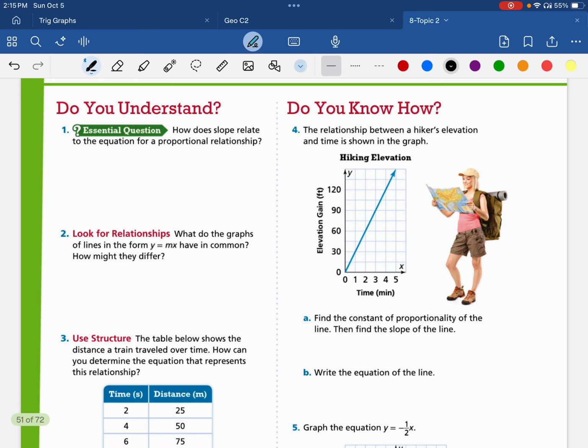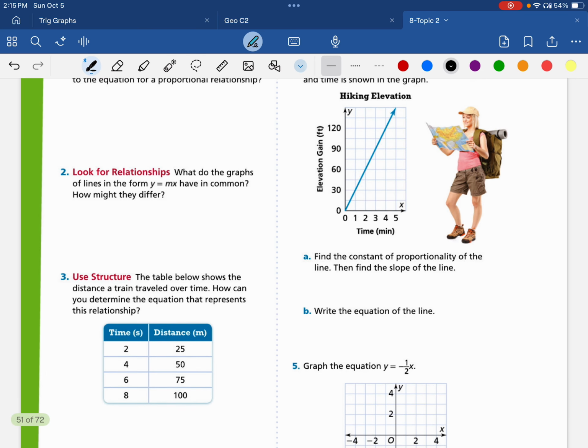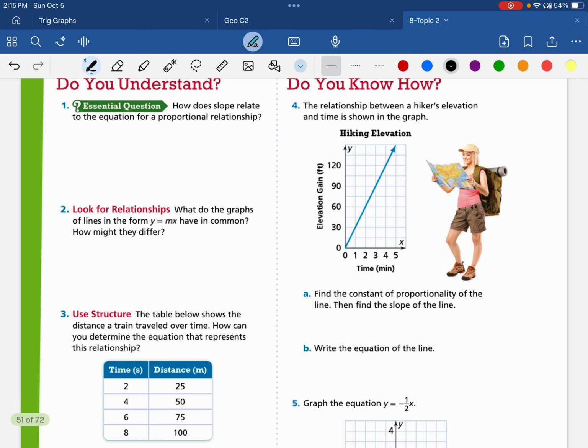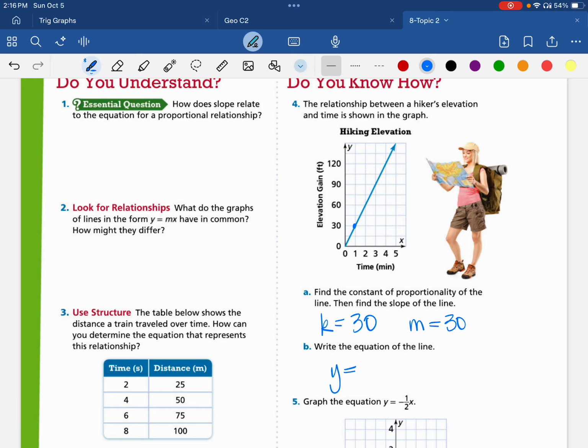So if you have paused and tried the problem yourself, on part A, the constant of proportionality for the line is 30. The hiker gains 30 feet of elevation for every minute that they hike. So K is 30. That means the slope is also 30. And therefore your equation would be y equals 30x.